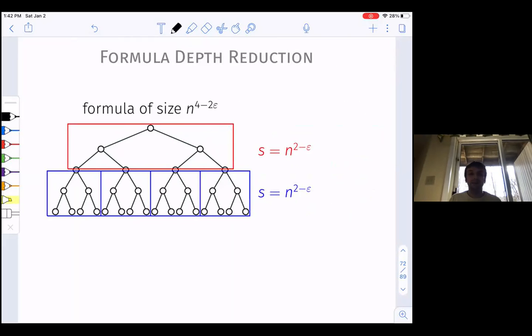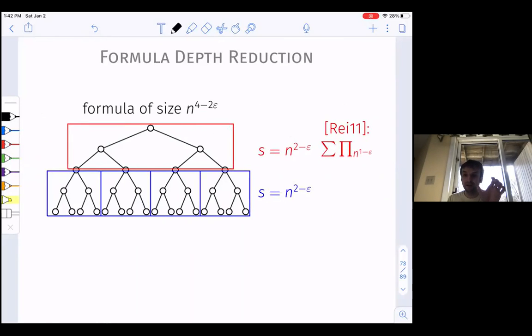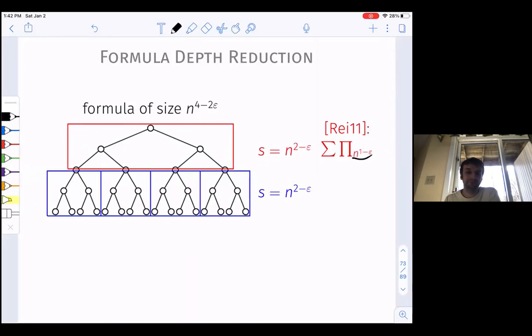All right, now I'll rewrite the top part of the formula as an approximate polynomial over the reals. By the result of Reichardt, this approximate polynomial has degree square root of s, that is n^((1-ε)/2), or 1-ε. Okay, so a real polynomial of this degree means it's just a sum of products. And the degree of each product is sublinear, n^((1-ε)/2).